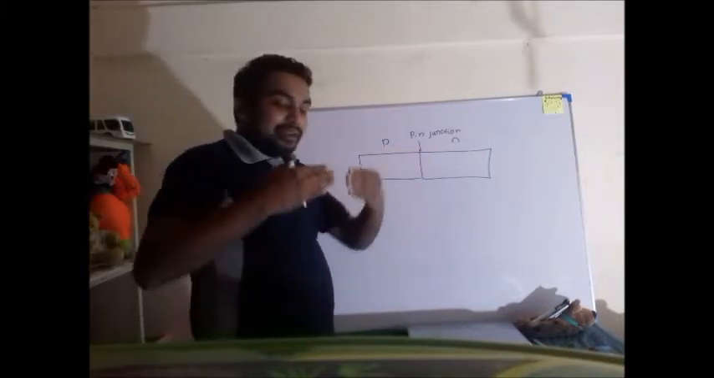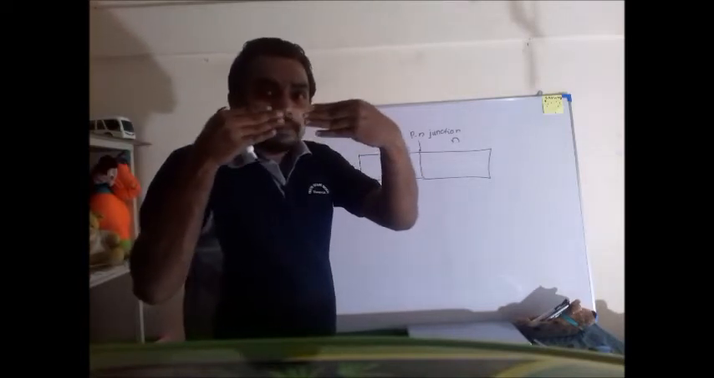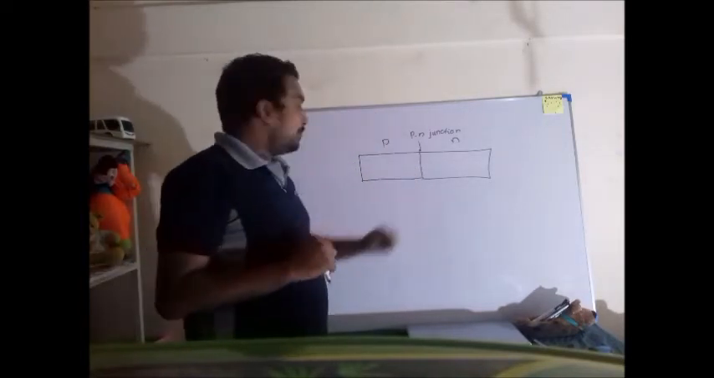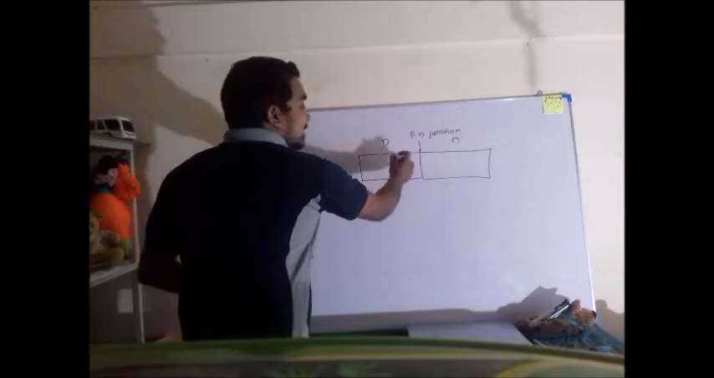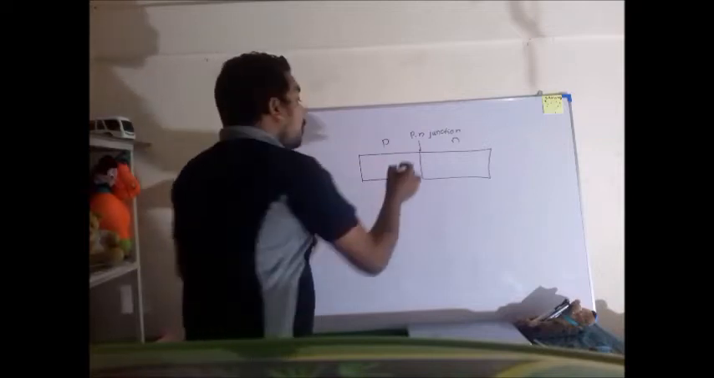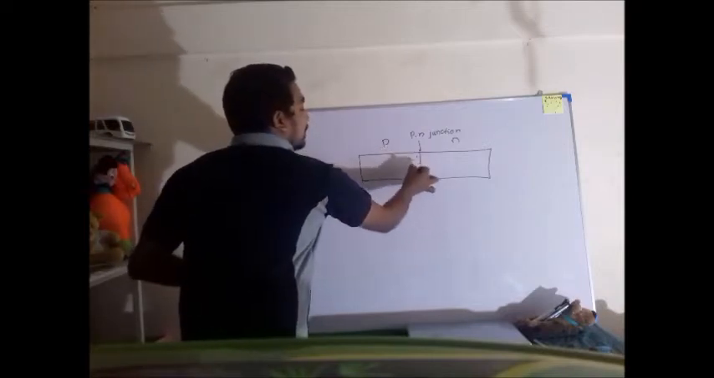Let's see what happens as soon as the p-n junction is formed. P-type has an extra amount of holes. I represent holes.